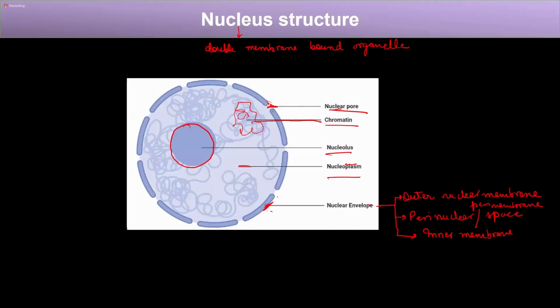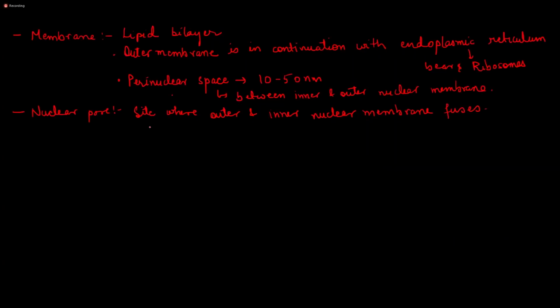As we can see, here this has fused. Then this structure is known as nuclear pore. And what is the function of the nuclear pore? Through this pore, the RNA that is synthesized in the nucleus and the proteins that are synthesized in the cytoplasm move across. It is a site from where RNA and protein move.